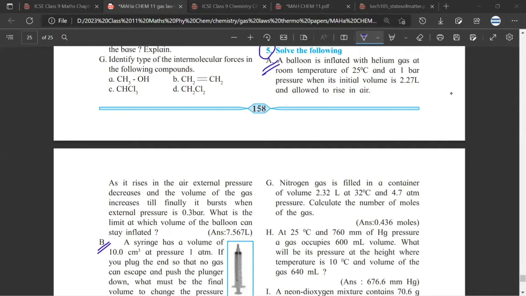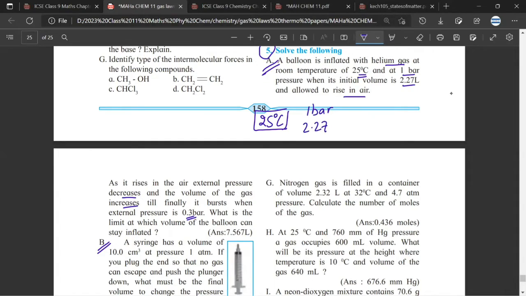So, Avantika, a balloon is inflated with helium gas at room temperature of 25 degrees Celsius and 1 bar. Its initial volume is 2.27 liters and it is allowed to rise in air. As it rises in the air, external pressure decreases and the volume of the gas increases till finally it bursts when the external pressure is 0.3 bar. So let us note the conditions: 25 degrees Celsius and 1 bar. Initial volume is 2.27 liters.